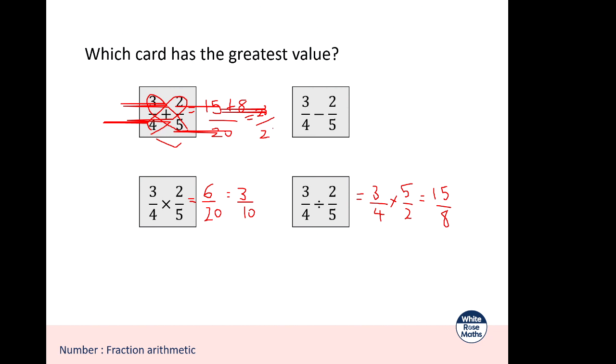Right, guys. This one, obviously, is going to be smaller, so I can ignore that one, because my answer gets smaller. But if you're unsure, you do 3 times 5, which makes 15, then minus 4 times 2, which is 8. So 15 subtract 8 over the product of the denominators. 4 times 5 is going to be 20. So I'm going to get the answer of 7/20.